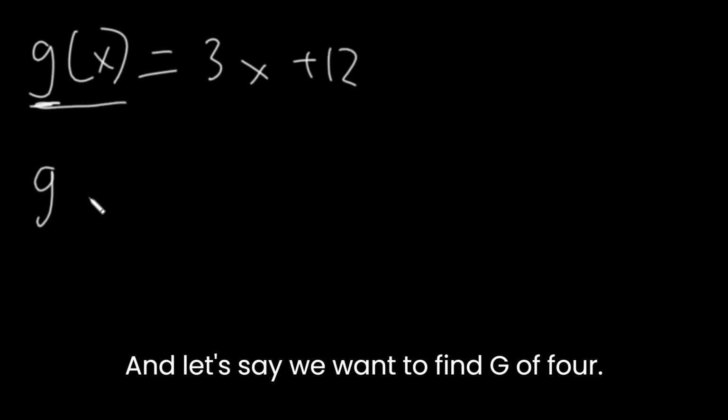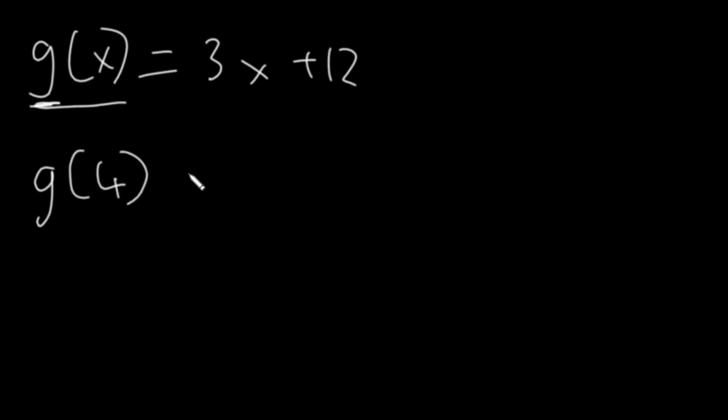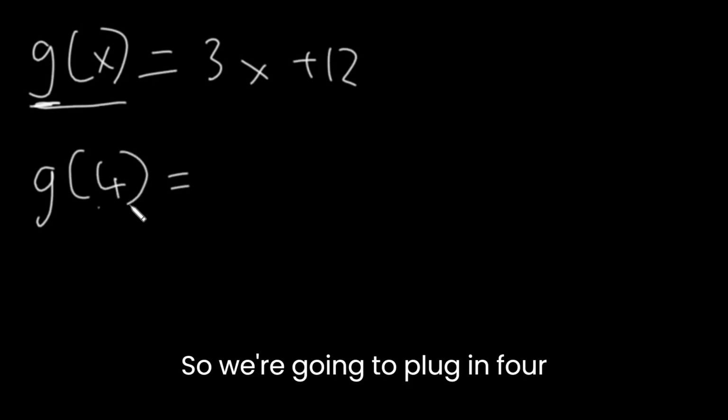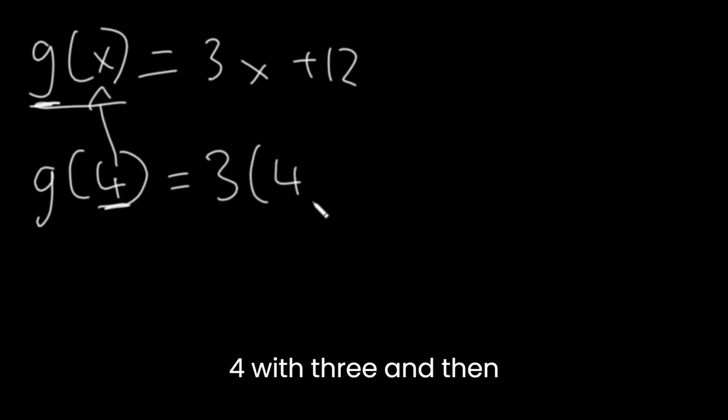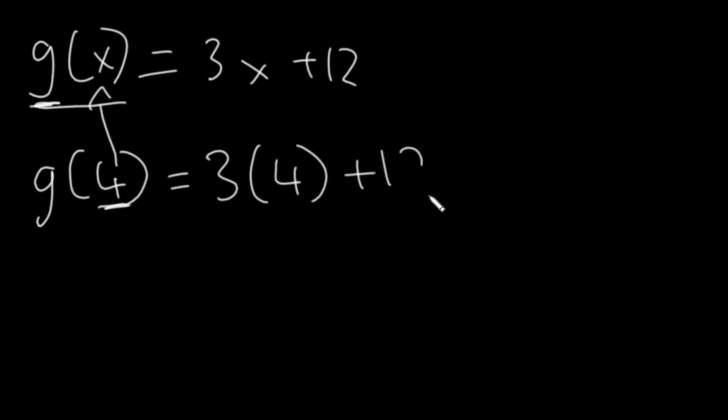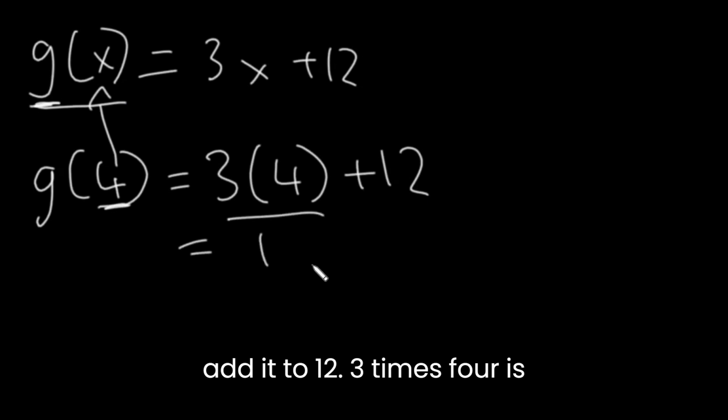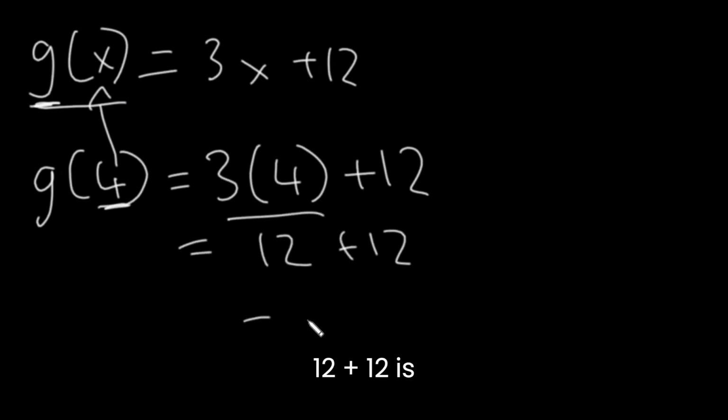And let's say we want to find g of 4. So we're going to plug in 4 for x. So we multiply 4 with 3 and then add it to 12. 3 times 4 is 12, plus 12 is 24.